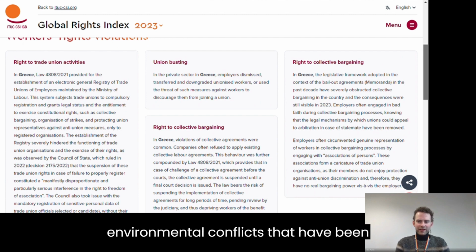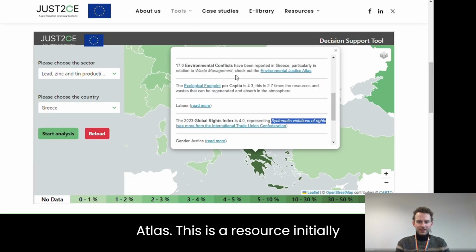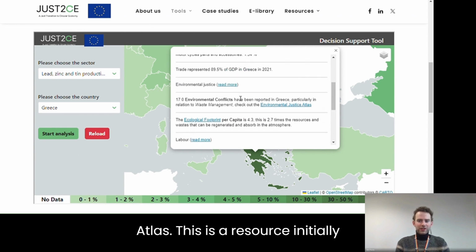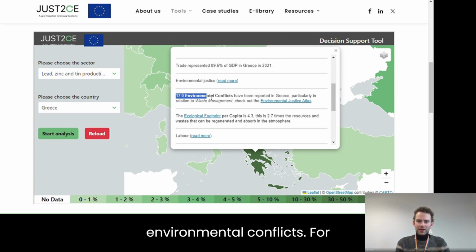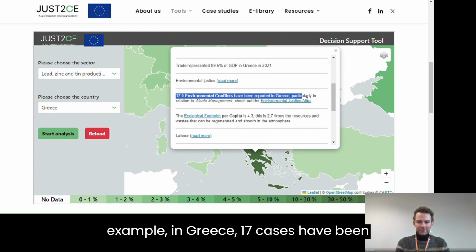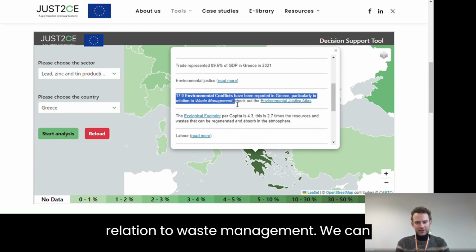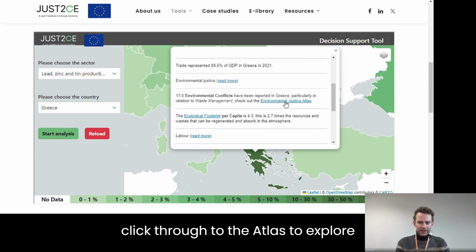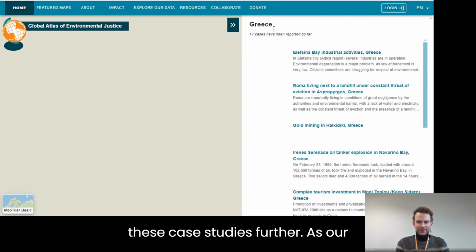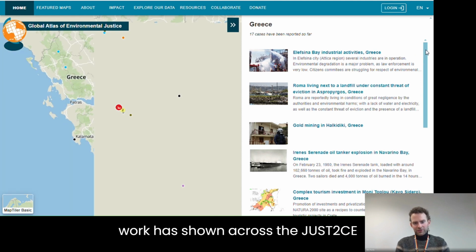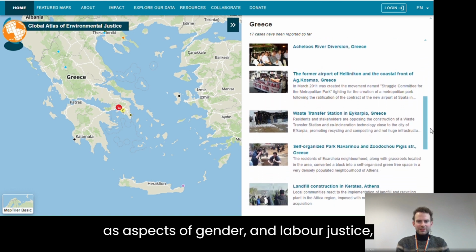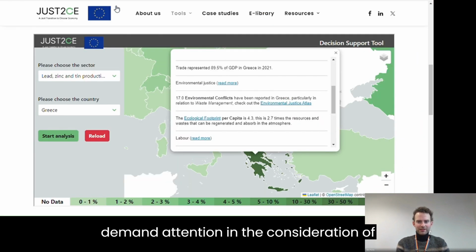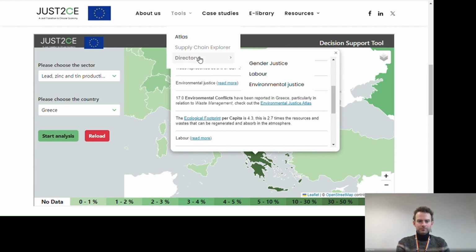of environmental conflicts that have been documented on the Environmental Justice Atlas. This is a resource initially created by researchers and allows for people around the world to submit in-depth case studies relating to environmental conflicts. For example, in Greece, 17 cases have been documented so far, particularly in relation to waste management. We can click through to the atlas to explore these case studies further. As our work has shown across the JUST2CE project, environmental conflicts, as well as aspects of gender and labour justice, demand attention in the consideration of pathways to circularity.